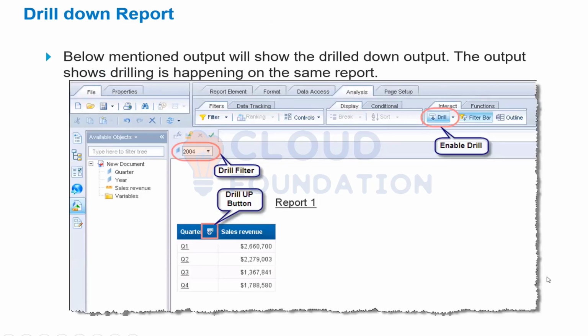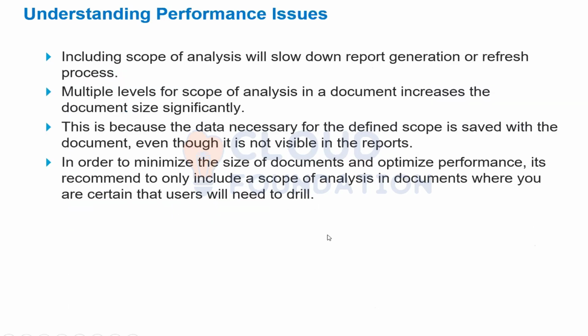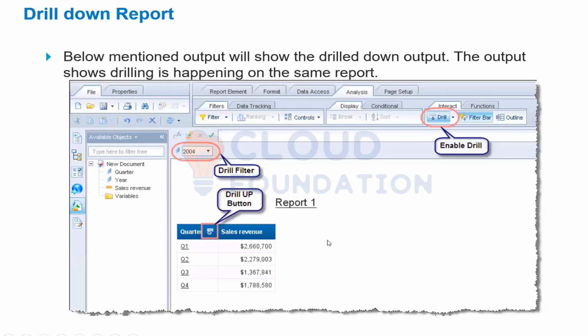So we have to set up the scope of analysis in the query panel. After that, drill is there, right? So we have to enable it here. Once we enable it, we have a query report filter on the year 2004. As we have enabled drill and the report is based on quarterly sales revenue, if we click on quarter, it will go to the year with a drill up button. If you see here, the arrow is up. If we click on this hyperlink or here, it will drill up. Similarly, drill down will also be there.